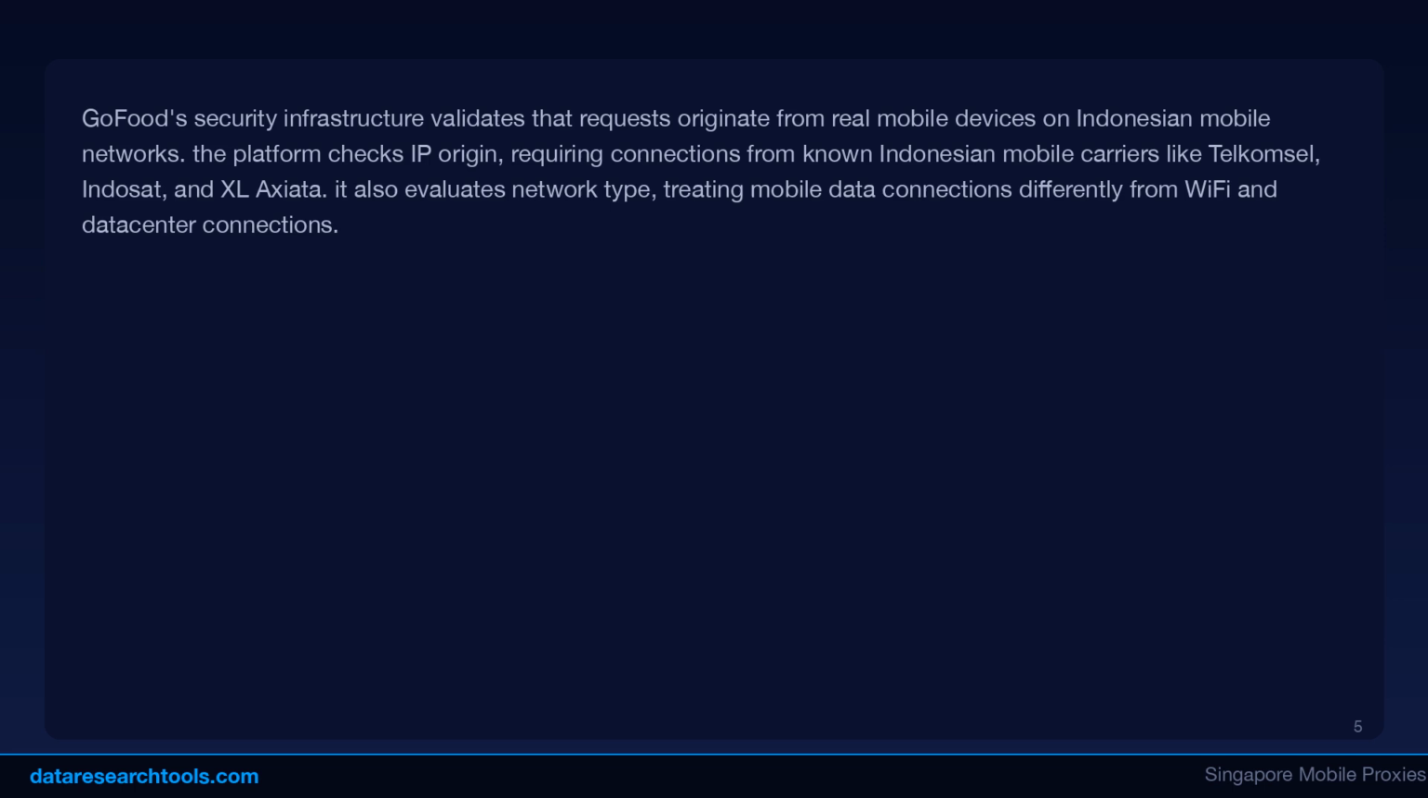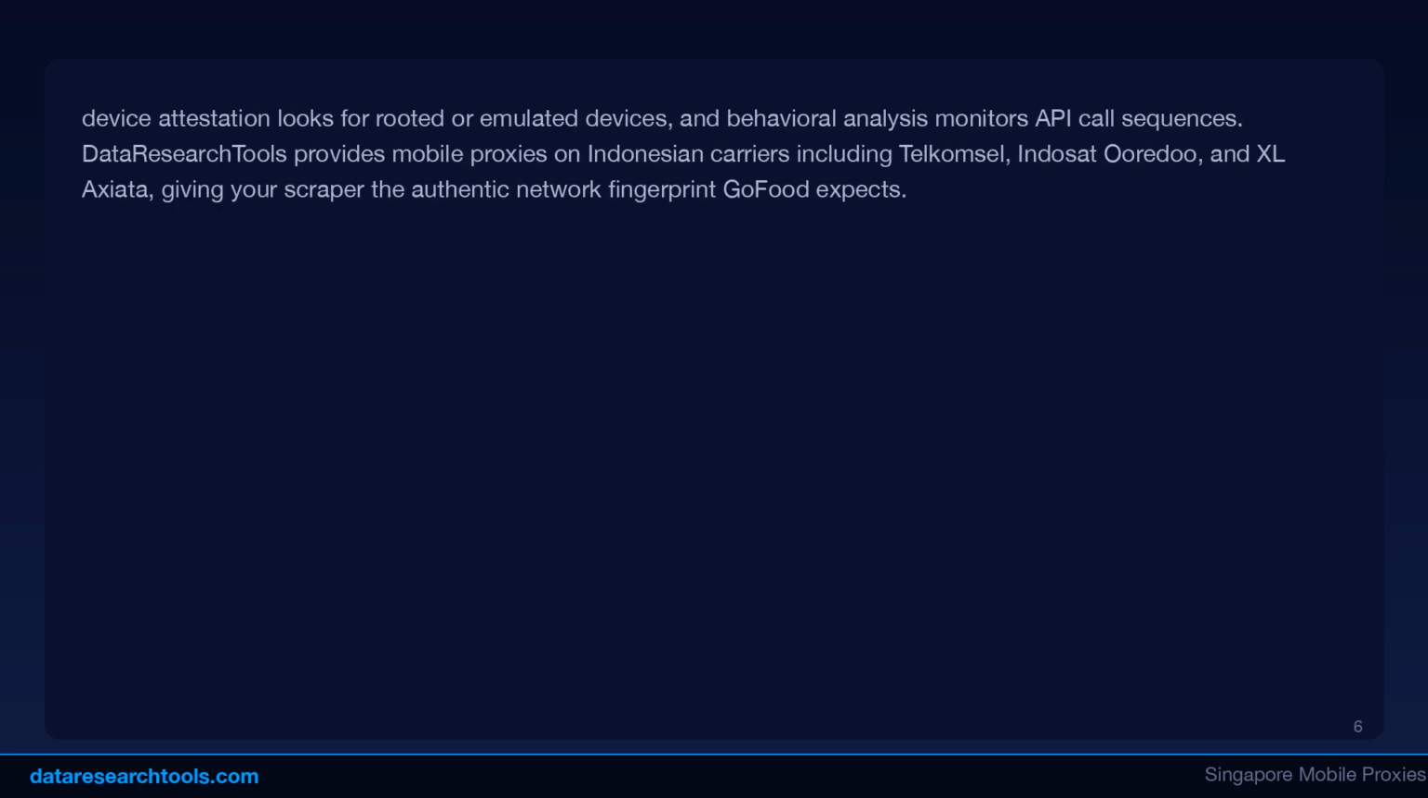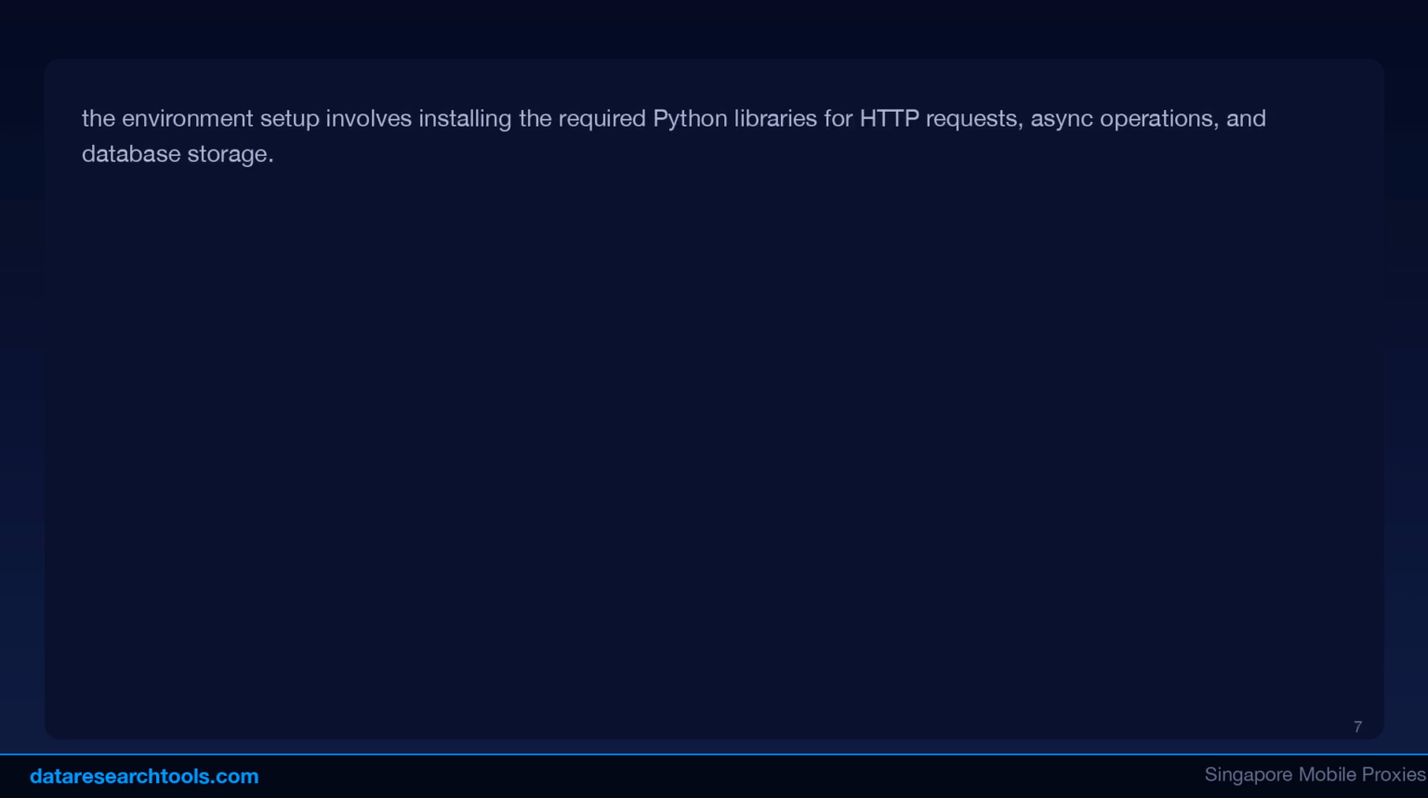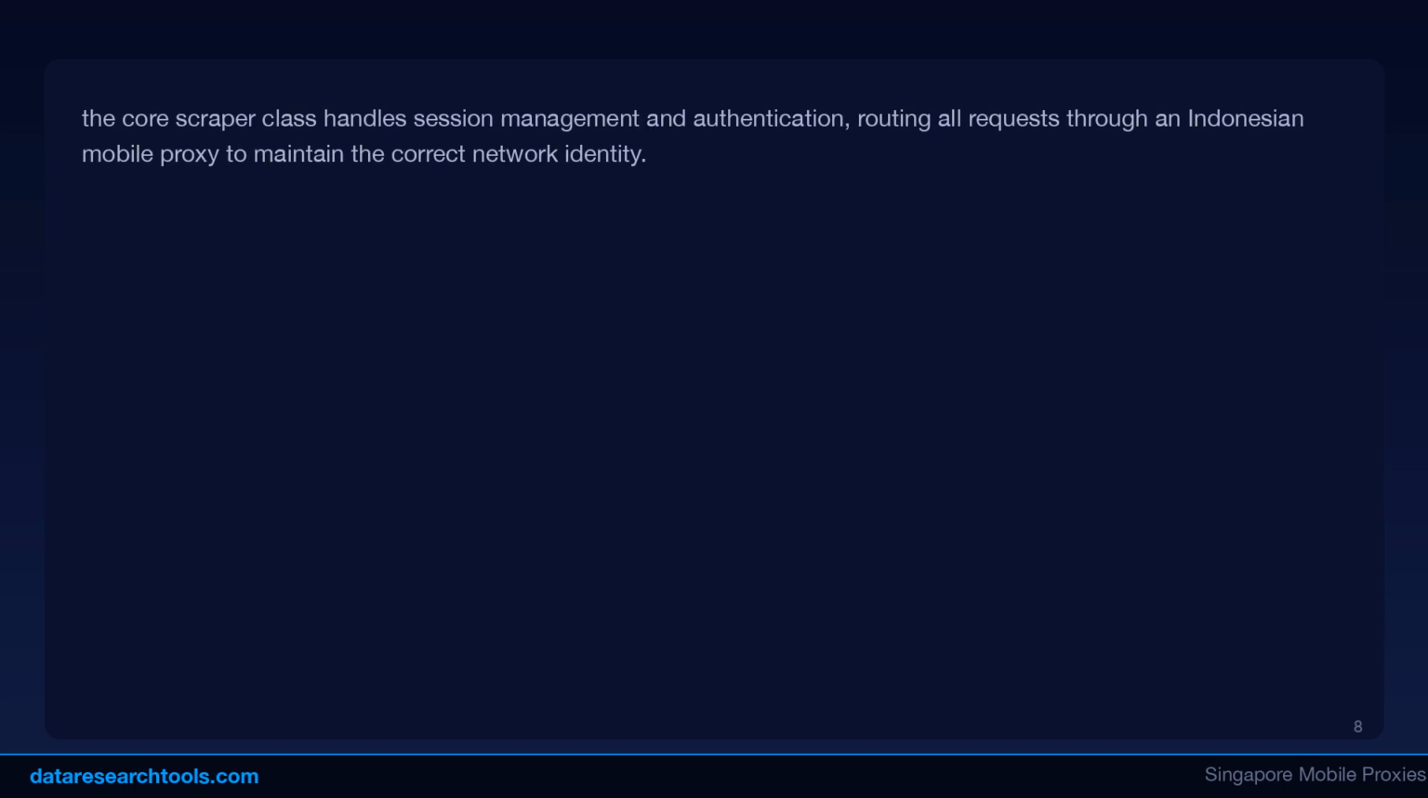GoFood security infrastructure validates that requests originate from real mobile devices on Indonesian mobile networks. The platform checks IP origin, requiring connections from known Indonesian mobile carriers like Telkomsel, Indosat, and XL Axiata. It also evaluates network type, treating mobile data connections differently from Wi-Fi and data center connections. Device attestation looks for rooted or emulated devices, and behavioral analysis monitors API call sequences. Data Research Tools provides mobile proxies on Indonesian carriers, including Telkomsel, Indosat Ooredoo, and XL Axiata, giving your scraper the authentic network fingerprint GoFood expects.